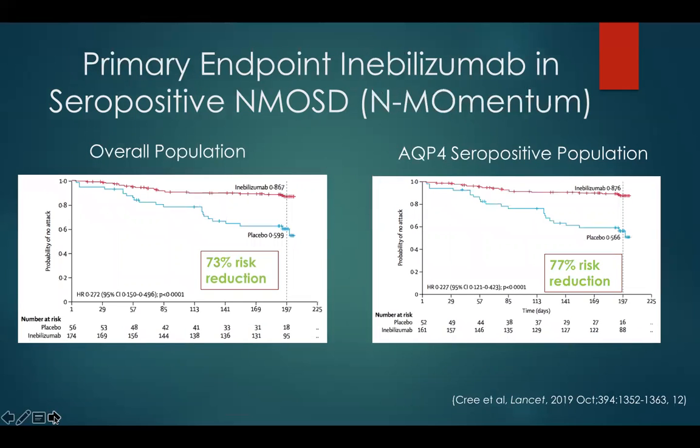And then moving forward with the inebilizumab N-MOmentum study, this basically showed similar comparable findings to satralizumab. So there's a 77% risk reduction for relapses. This study also included seronegative and seropositive patients, and it was found that it was only statistically significant for the seropositive population. So it is also now FDA approved for seropositive NMO, but not for seronegative NMO.